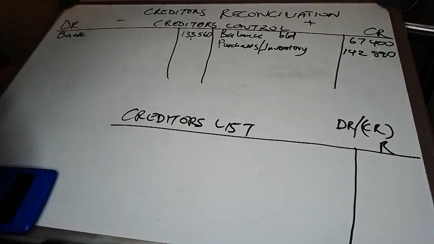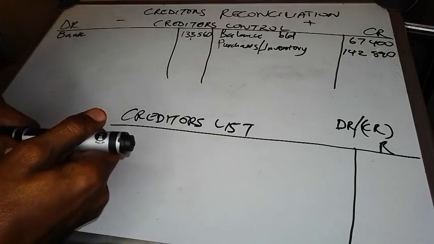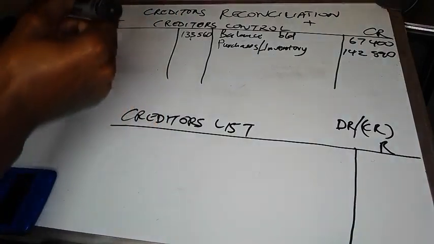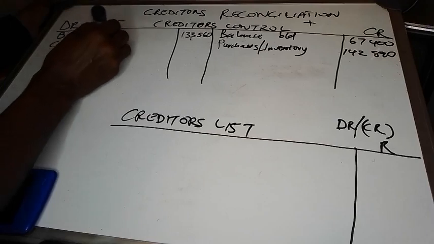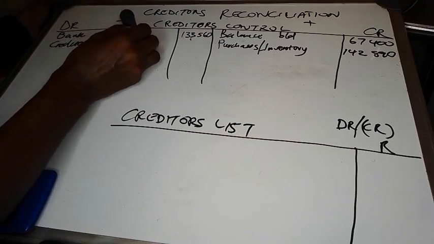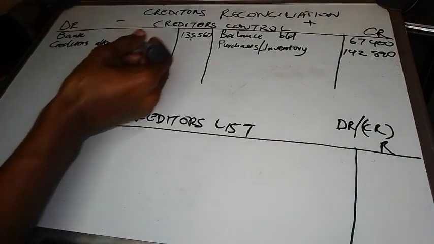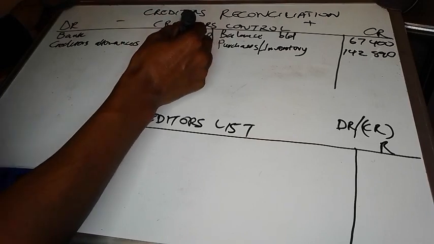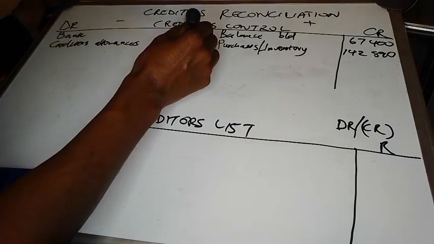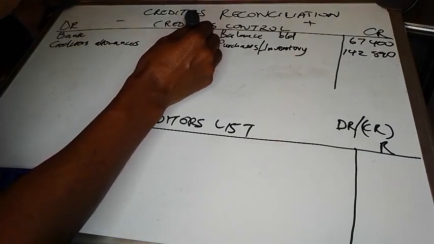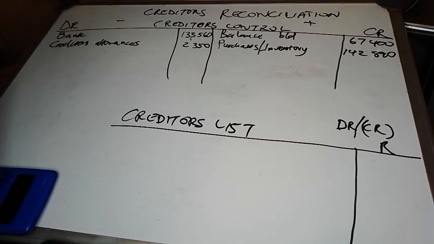Now let's go back to our debtors control account, because if you remember, we had an item that falls under creditors. On the debit side of the debtors control account, we had creditors allowances. So we're going to debit it here. We have returned items to our creditors, and therefore the debt will decrease. The amount that we owe will decrease. So the creditors allowances is 2,350.